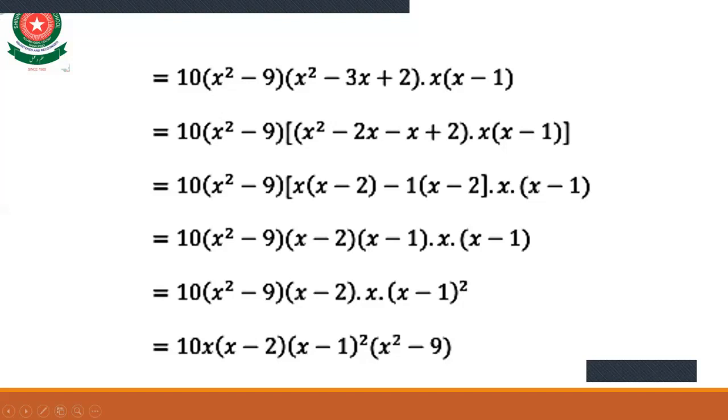You can see that here x minus 1 is the same, if the base is the same, the power will be added, so it will be x minus 1 whole square. That x will shift to the left side. 10x into x minus 2, also arranging x minus 1 whole square into x square minus 9. That is our answer, that is the LCM of the given equation.